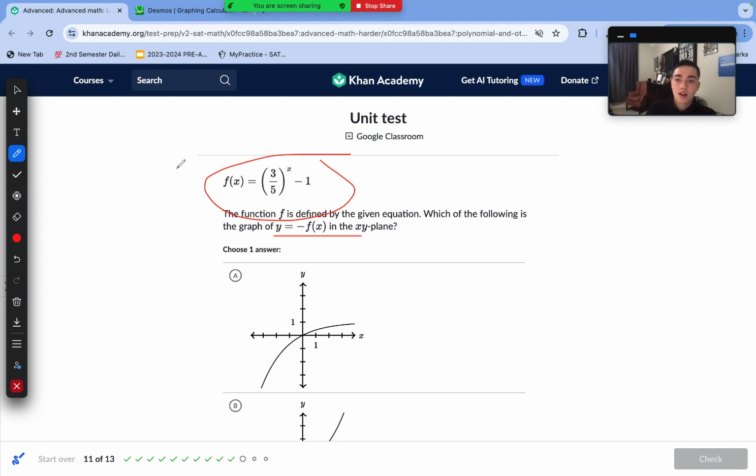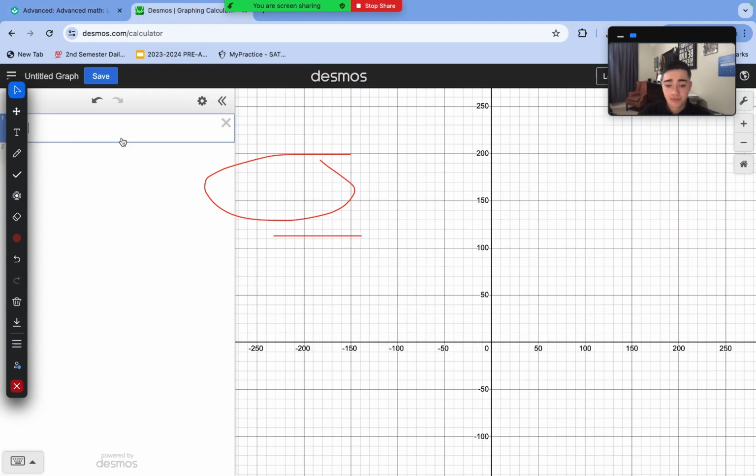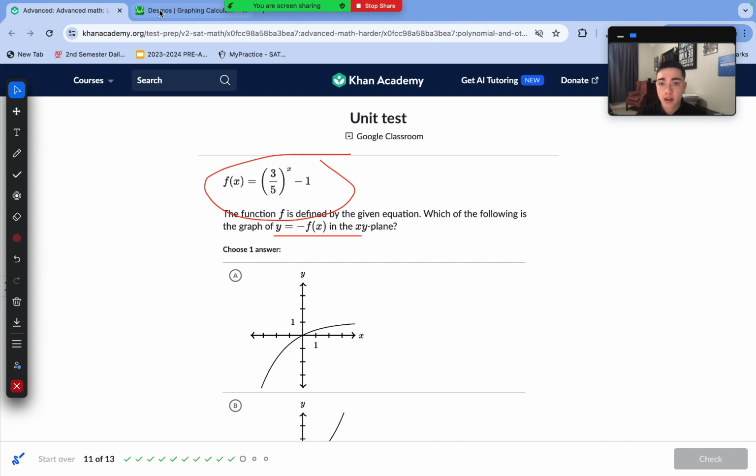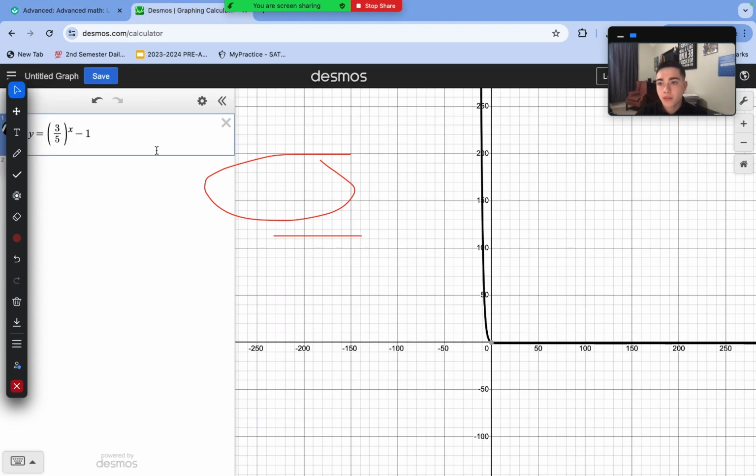You could know the transformations of an exponential function, but the easiest way to do this is just put this into Desmos. So first we have y equals 3 over 5 parentheses x to the power of x minus 1. So this is our original function. And let's replace this y with f of x, actually.